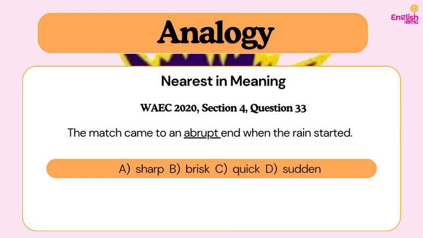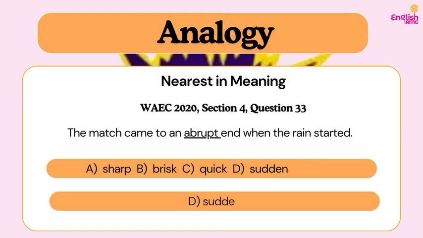So we have A, sharp. So are we going to say it came to a sharp end? B, brisk. C, quick. D, sudden. You might want to say it's a sharp end, but you know that sharp does not really work in that context. We don't use words like that in context. Do you understand? So you are going to say that the match came to a sudden end when the rain started. So our answer is what? D, sudden. That is, it had to end suddenly. Nobody planned for the rain, but it came suddenly, so we also have to what? Make a sudden decision.